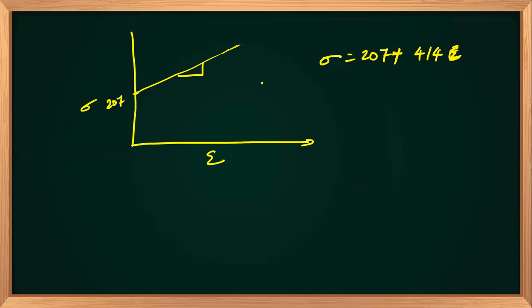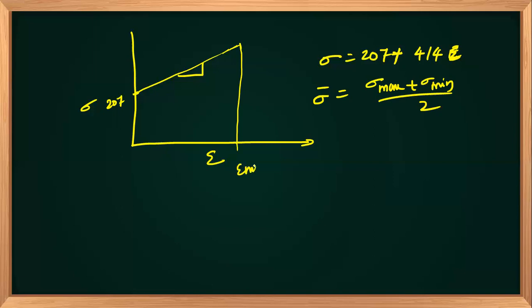Maximum flow stress. So if we want the average, sigma bar will be what? Sigma max plus sigma min divided by 2. Sigma min we know. Now we have to calculate the maximum. It will correspond to the maximum strain which is happening, right? So if this is epsilon max, then this will be the sigma max.